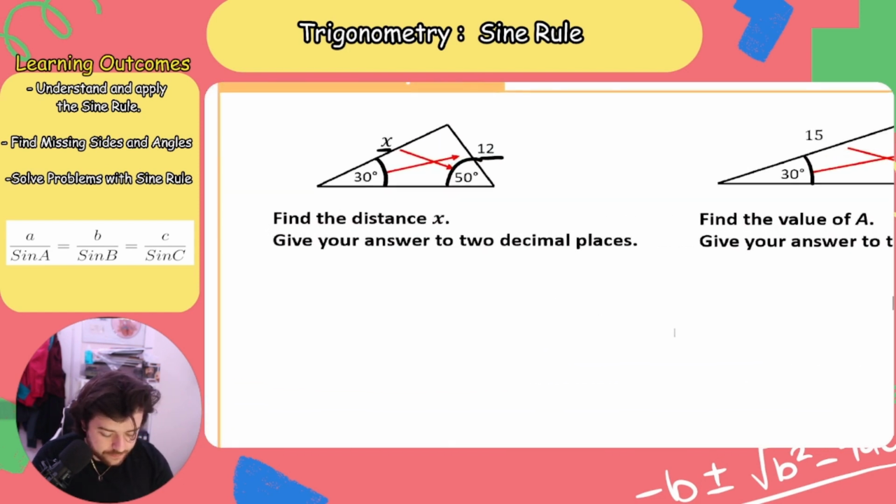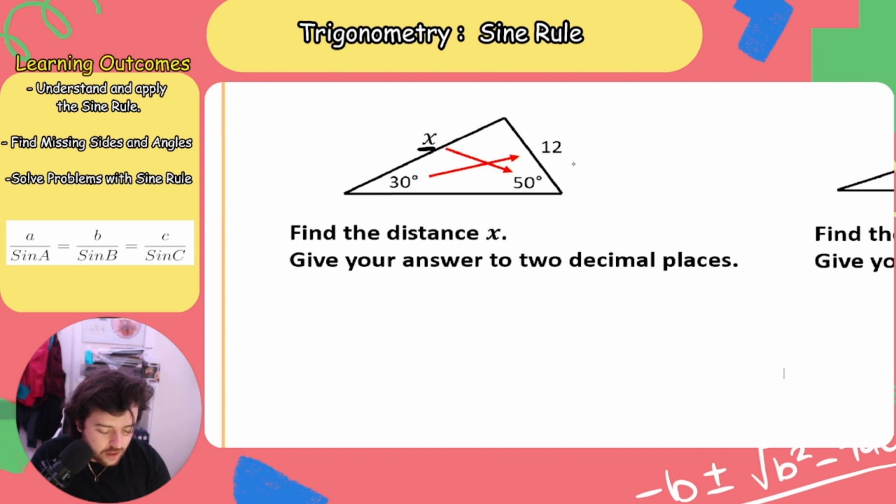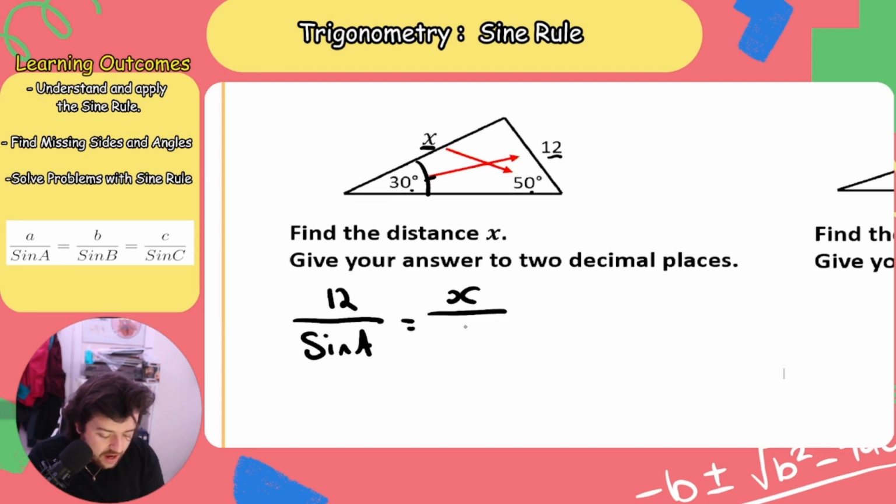So let's have a look at this question here. We're asked to find what x is. I have one side and my two angles, and one of these angles is opposite the side given, so I am able to use my sine rule. So 12 divided by sine A is going to be equal to x divided by sine 50.